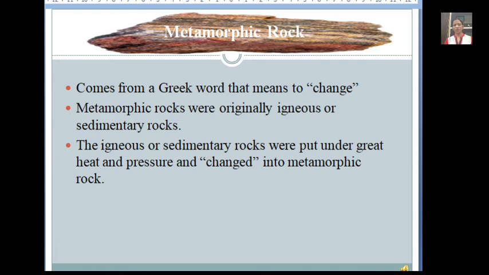Second is thermal metamorphism. Thermal metamorphism takes place due to extreme temperature.